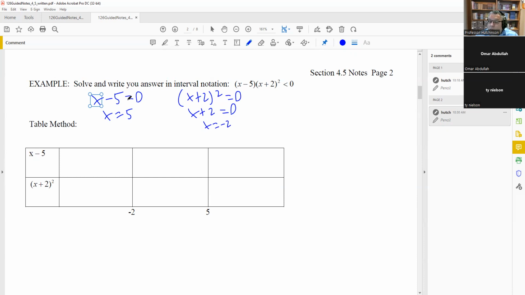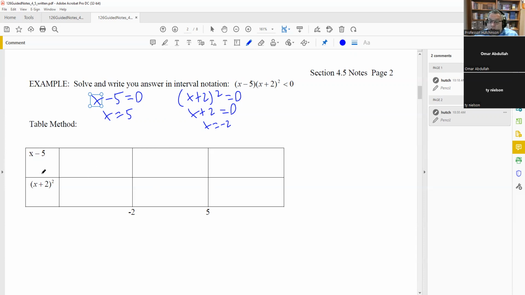So that's the first thing you always do with these kind of problems: you just go ahead and set both of them equal to 0. And that's going to allow you to find the numbers that you're going to put on your table. Also, when we get to the number line example, these will be the numbers that go on your number line. Okay, so we have both of those here.